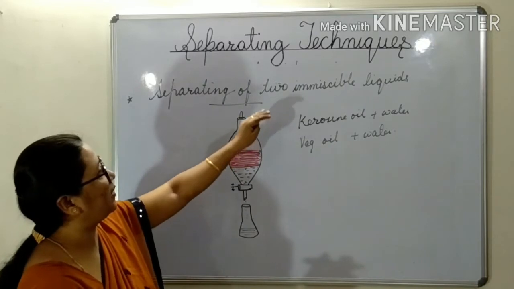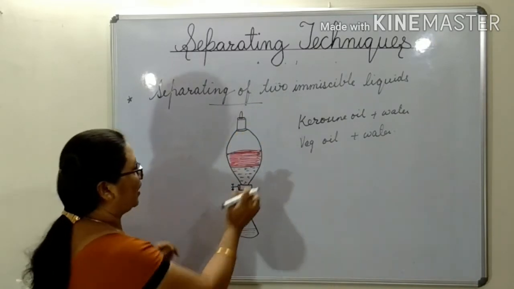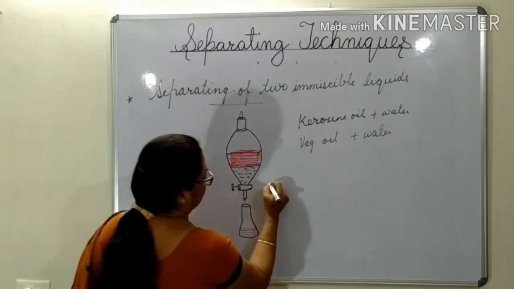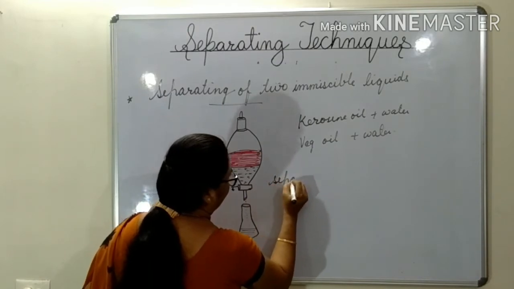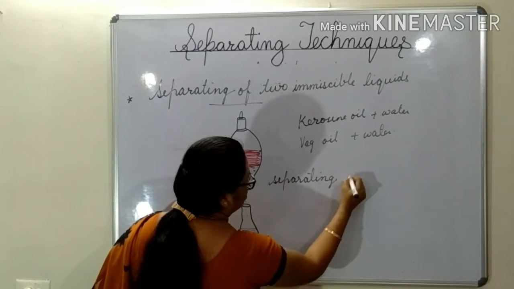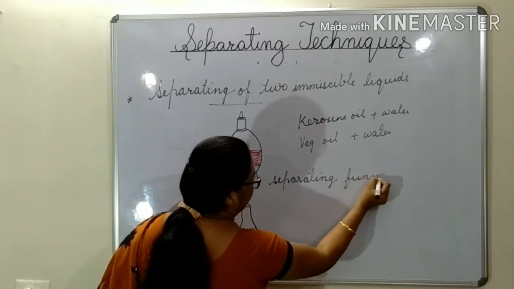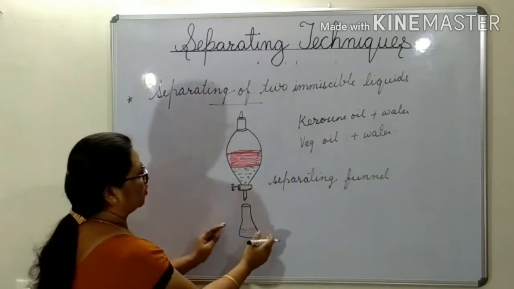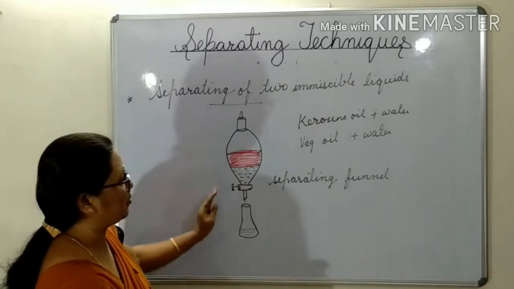So to separate two immiscible liquids, we use a separating funnel. So this is called a separating funnel. It looks somewhat like this. This is a separating funnel.